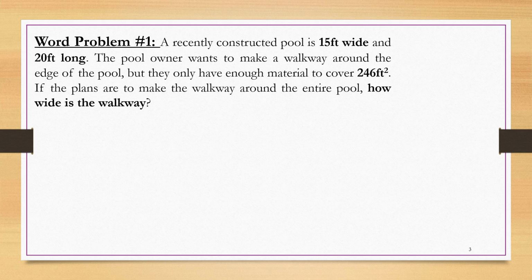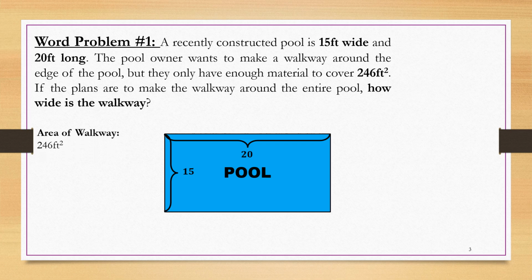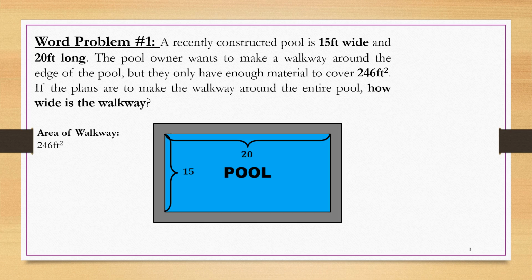Here, the passage tells us that a recently constructed pool is 15 feet wide and 20 feet long. So, if I am imagining a pool, I am placing the length and width dimensions in their respective places, like so. Now, it says that the pool owner wants to make a walkway with a maximum coverage of 246 feet squared. Because we do not yet know the dimensions of the walkway, we can just place it around the pool so that we know it is something we have to figure out.